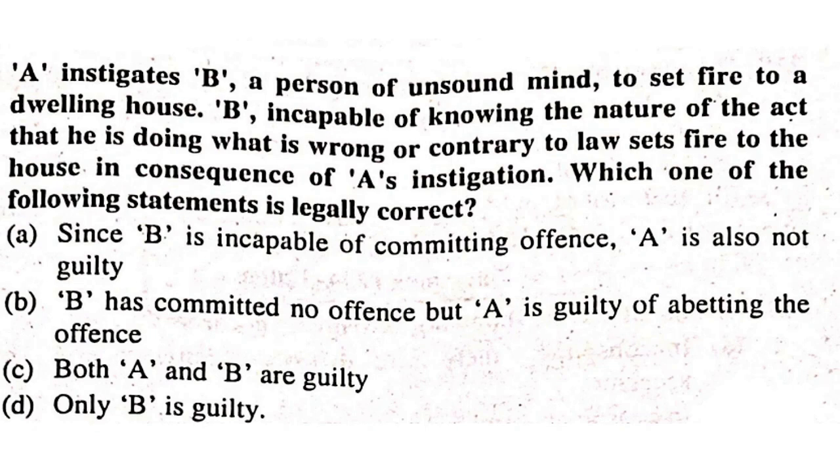A instigates B, a person of unsound mind, to set fire to a dwelling house. B, incapable of knowing the nature of the act that he is doing, what is wrong or contrary to law, sets fire to the house in consequence of A's instigation. Which one of the following statements is legally correct? Since B is incapable of committing offense, A is also not guilty. No. B has committed no offense, but A is guilty of abetting the offense. It is correct.